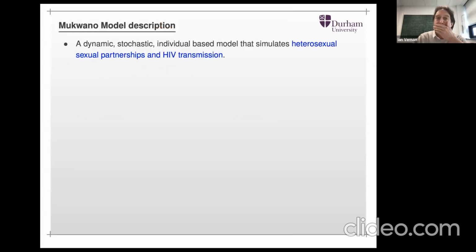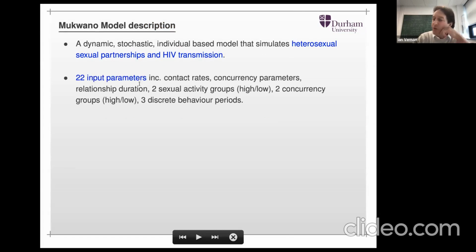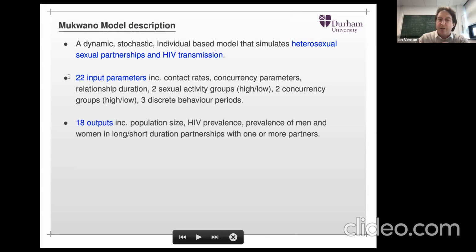Fantastic. So, the Mequano model description. This is a dynamic stochastic HIV-type model. It's got 22 input parameters: contact rates, concurrency parameters, relationship duration, et cetera. Again, I'm not an epidemiologist; Richard and Nikki are experts in this. For me, I see that it's got 22 input parameters and 18 outputs, including population size, HIV prevalence, prevalence in men and women, and long and short duration partnerships. It's a very rich, very interesting model.